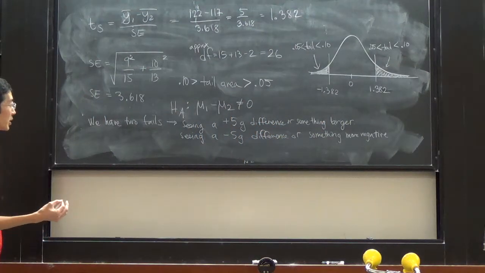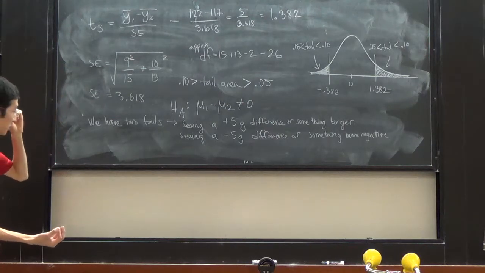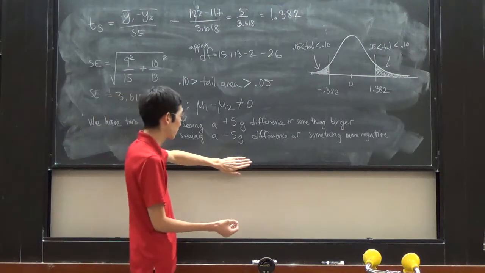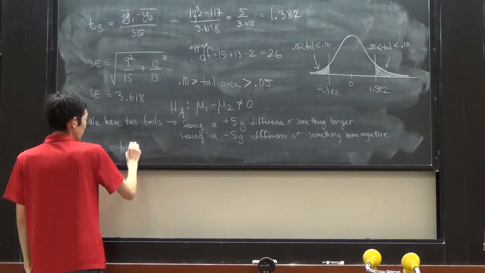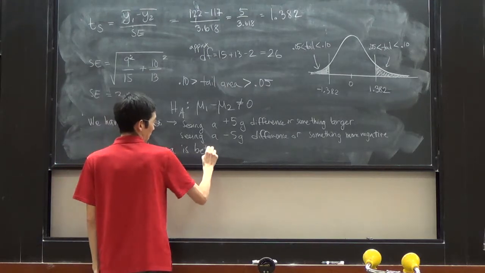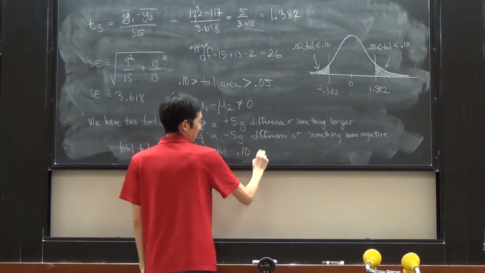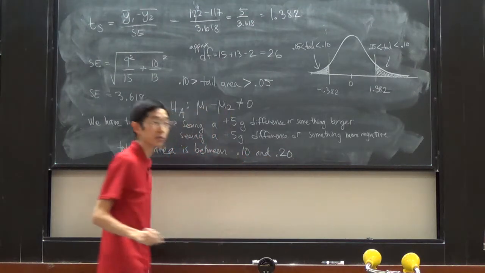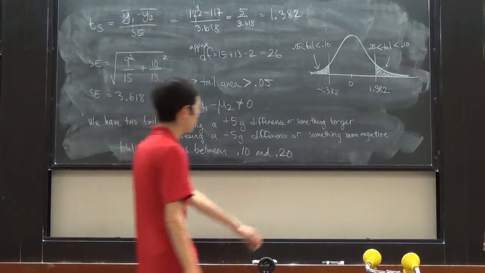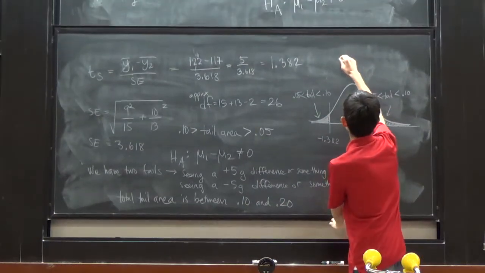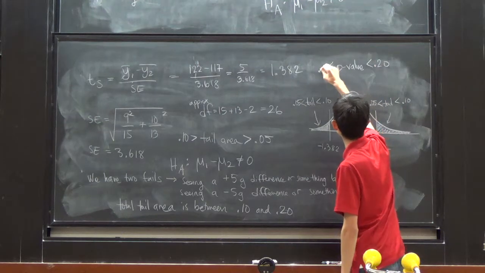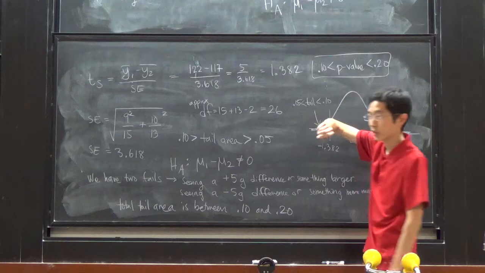So the total probability in both tails, or the total area in both tails, would be between what? Between 10% and 20%. So my total tail area is between 0.10 and 0.20. And that is our p-value. So our p-value is less than 20%, but more than 10%.